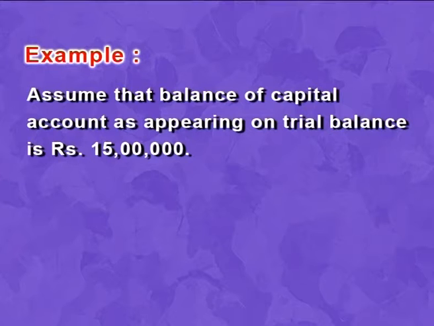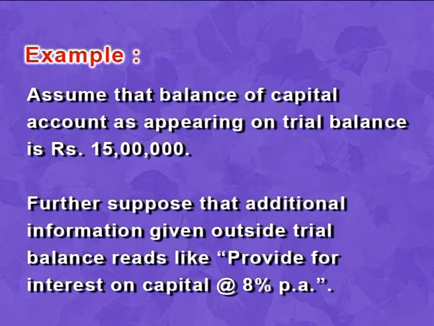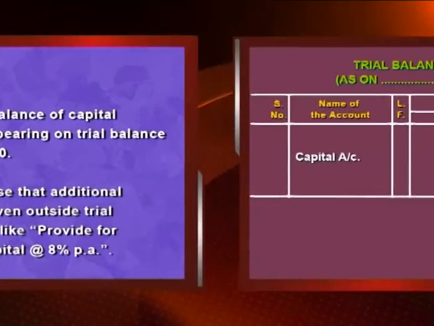The adjustment related to this can be understood with the help of an example. Let us assume that the balance of capital account as appearing on trial balance is rupees 15 lakhs. Let us further suppose that additional information given outside the trial balance reads like: provide for interest on capital at the rate of 8% per annum. This will appear on trial balance like this.